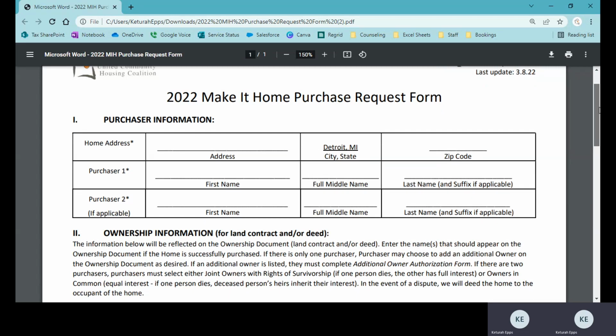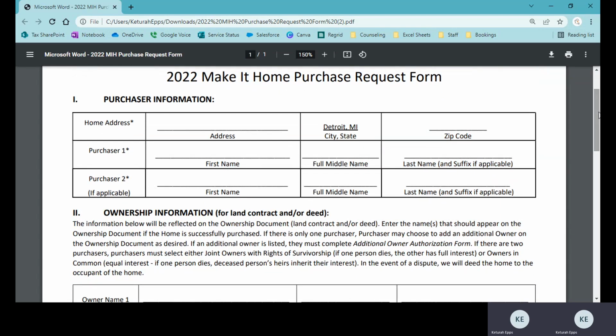is called the purchase request form. So this form at the top, you would actually fill this in with your counselor when you do your in-person appointment, but at the top we put in your home address and then purchaser information.